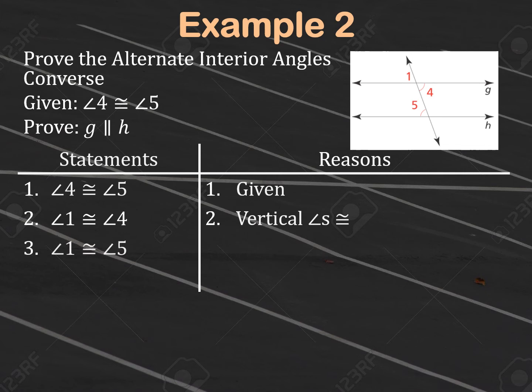So since angles 1 and 5 are both congruent to angle 4, they have to be congruent to each other. Why? That's the transitive property of congruence. Two angles congruent to the same angle have to be congruent to each other.